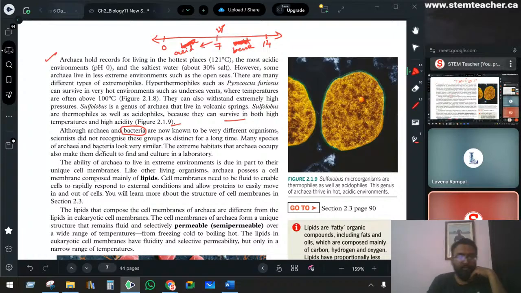Scientists did not recognize these groups as distinct for a long time. Many species of archaea and bacteria look very similar. The extreme habitats that archaea occupy also make them difficult to find and culture in a laboratory.